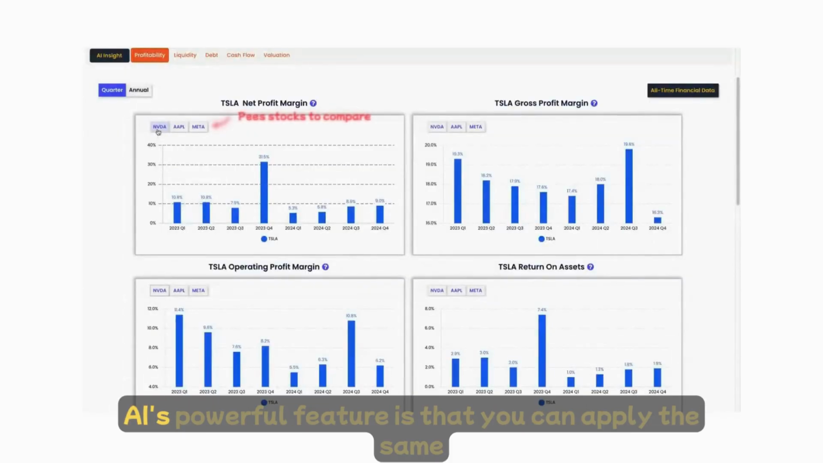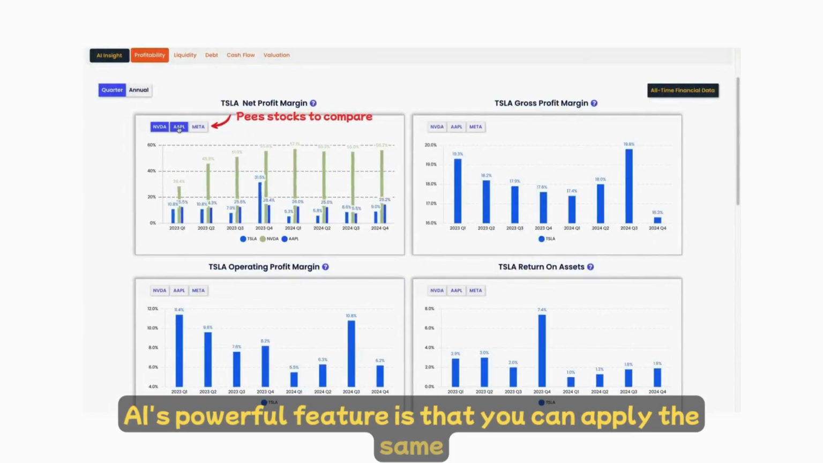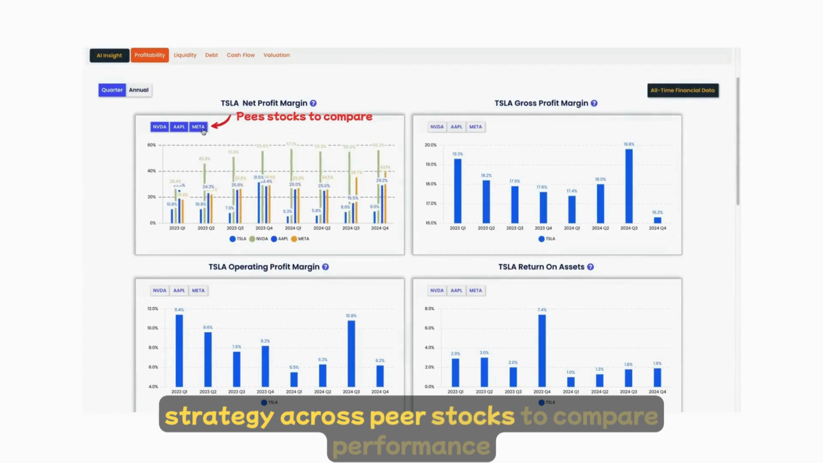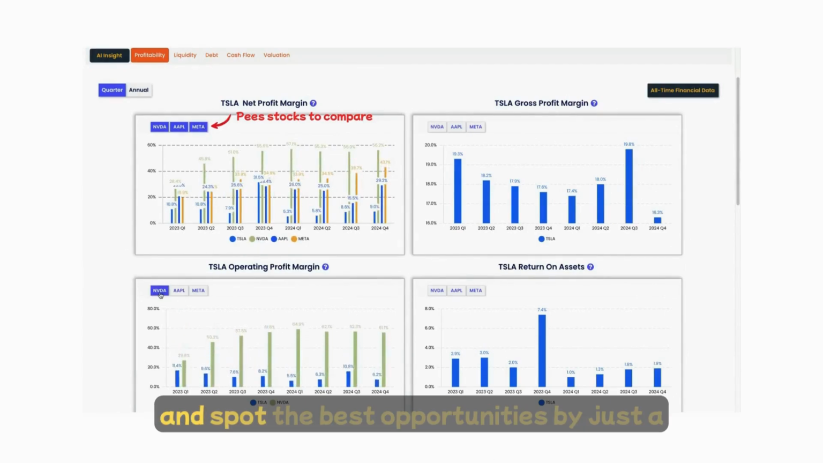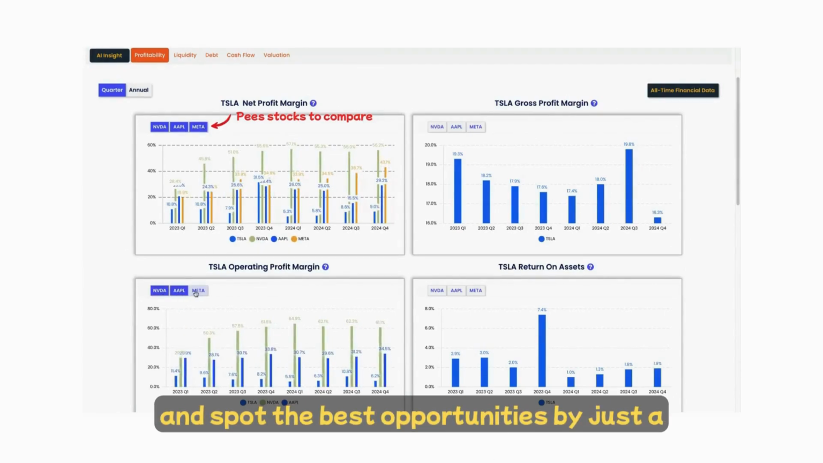Another Alpha Stock AI powerful feature is that you can apply the same strategy across peer stocks to compare performance and spot the best opportunities by just a few clicks.